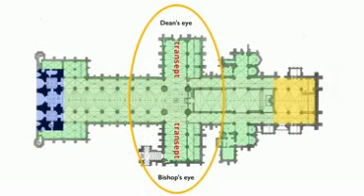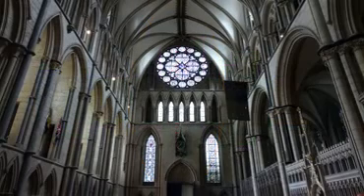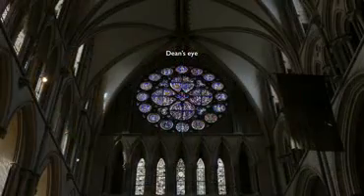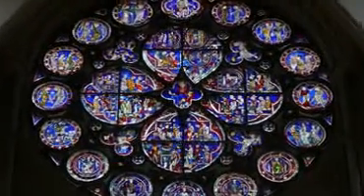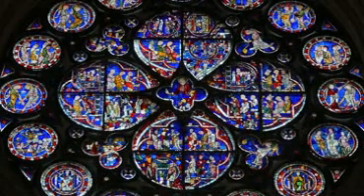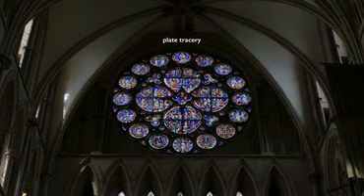Let's go back to the west transept, because there are 2 large rose windows, very unusual in English cathedrals. At the end of the north transept is a large rose window known as the Dean's Eye. This is the older of the 2. And here we see scenes from the Last Judgment. And this is known as plate tracery. That is, it seems as if the stone has been cut open to fit the glass.